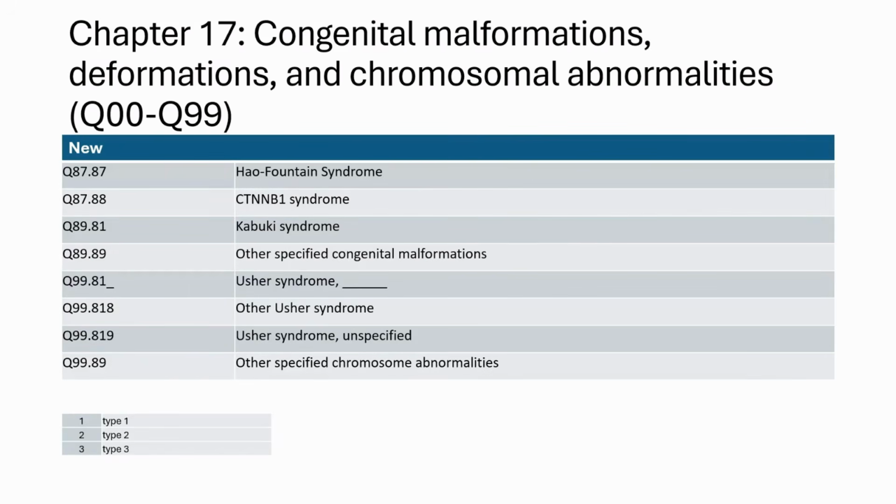The update also gives us new detail for Usher syndrome, which is a genetic condition that causes both hearing and progressive vision loss. So we now have that, and we have type 1, type 2, and type 3, which of course is going to be driven by provider documentation as far as what type that patient has.